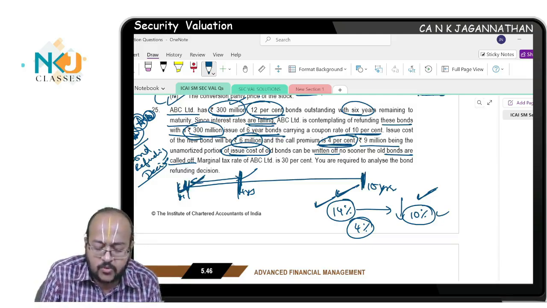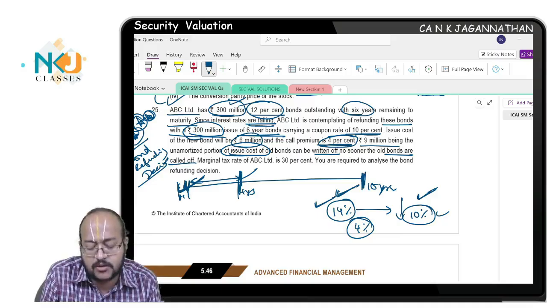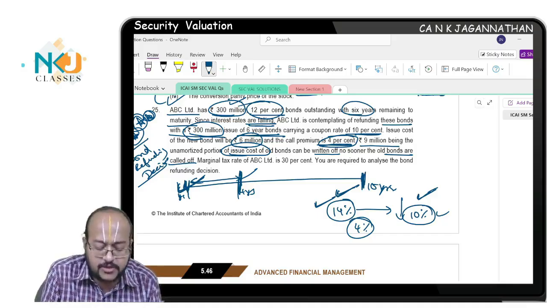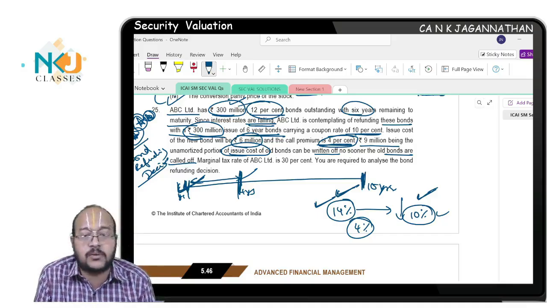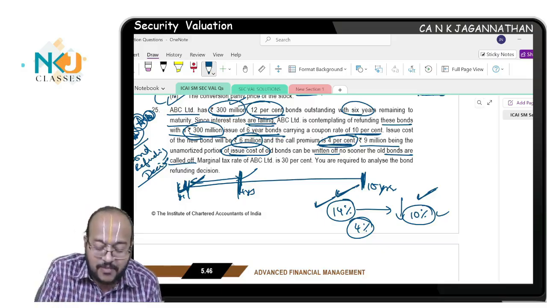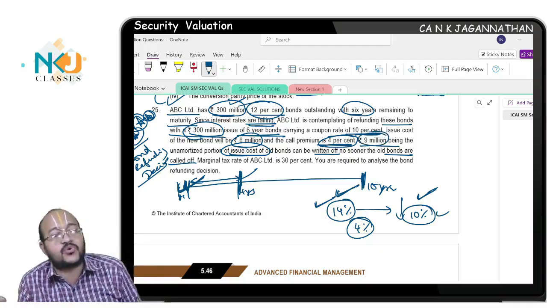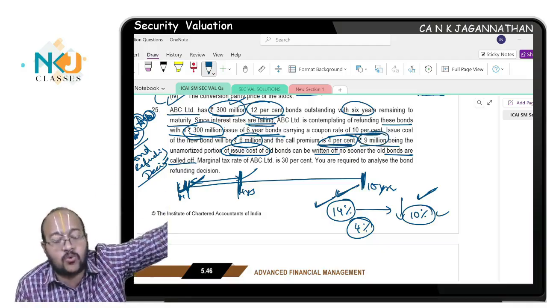Say, assume you have 30 million issue cost for 10 years. Every year 3 million you have to amortize, correct? Some number; only the balance number is relevant. What they have given is 9 million as the unamortized portion of the issue cost of the previous, old bond.